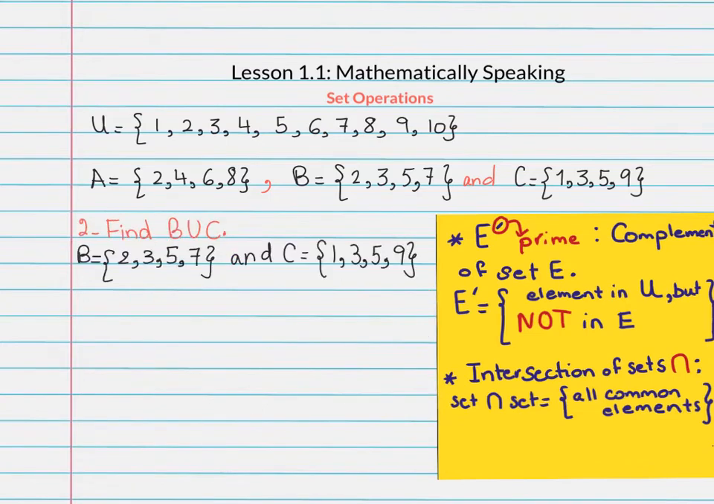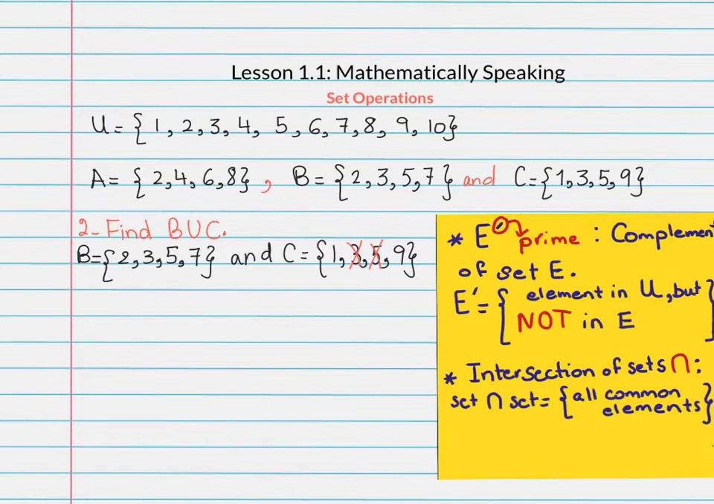Another example, B union C. I listed here the set B and set C as given. I will start by crossing out any common to avoid writing them twice. 2 is only found in B. 3 and 5 are found in B and C. I'm going to cross it out from C to avoid writing it 2 times.